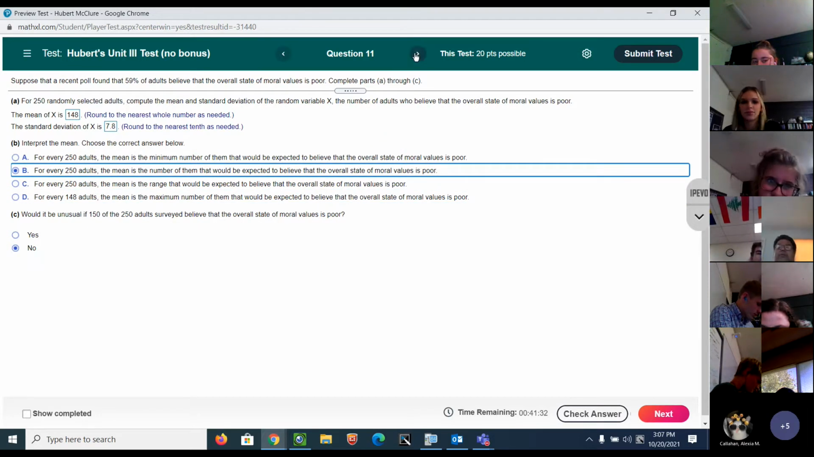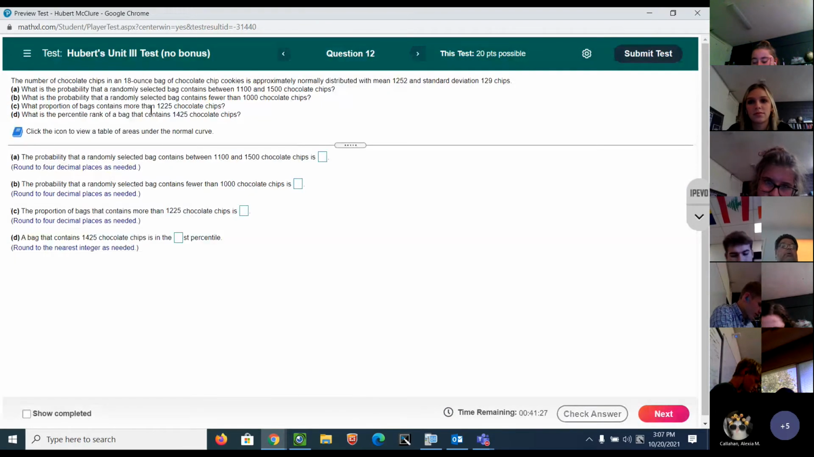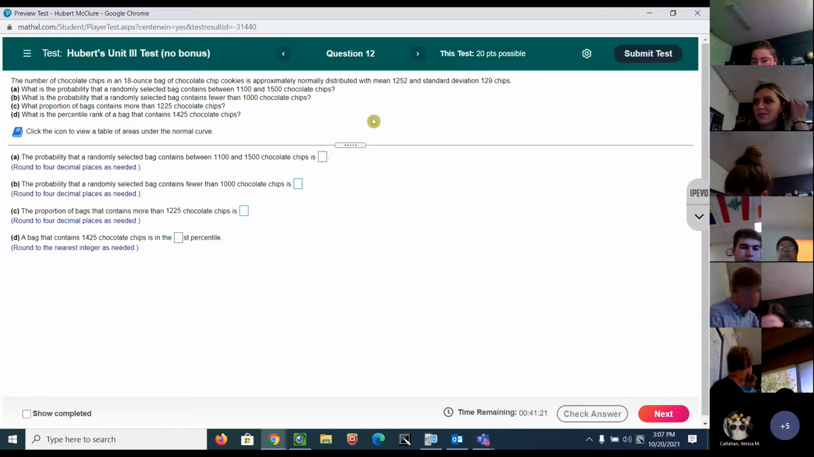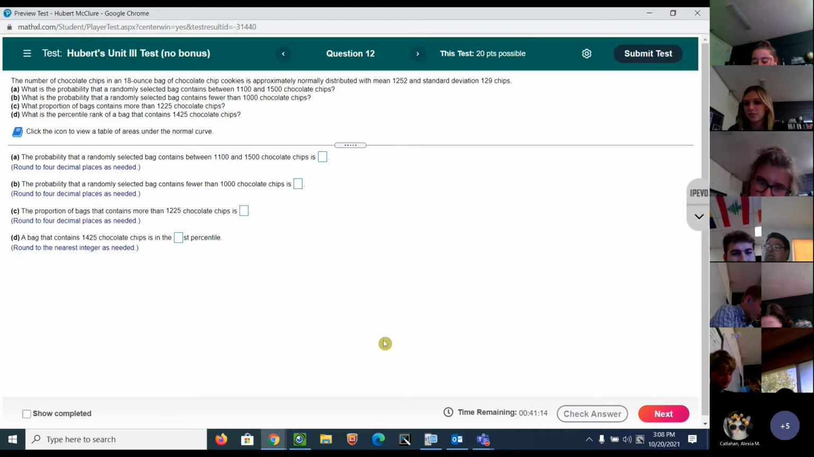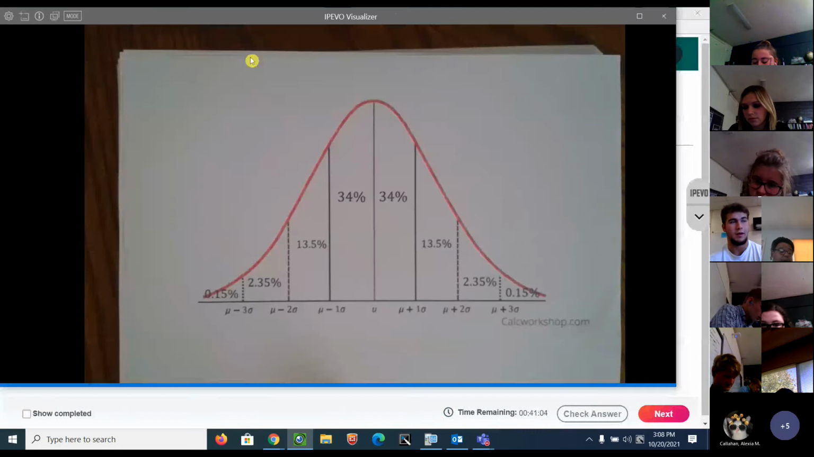All right, let's try to finish up before y'all start convulsing. Okay, number of chocolate chips in 18-ounce bag. I'm not doing this one because these numbers are too big, but I'm going to set it up for you. I need somebody to give me the numbers because I'm not going to do it on the calculator. Somebody's going to have to add them up.